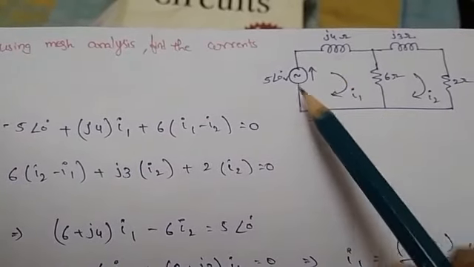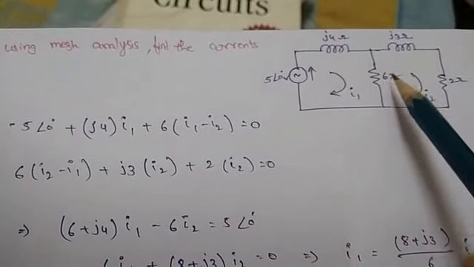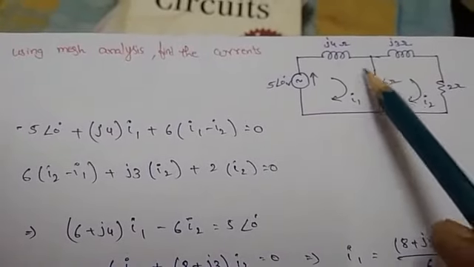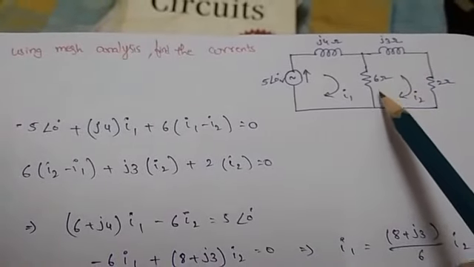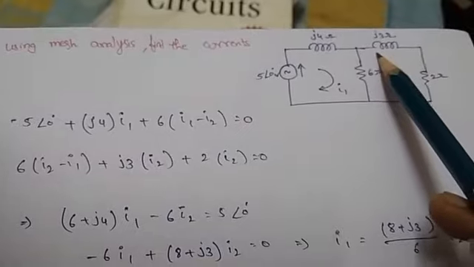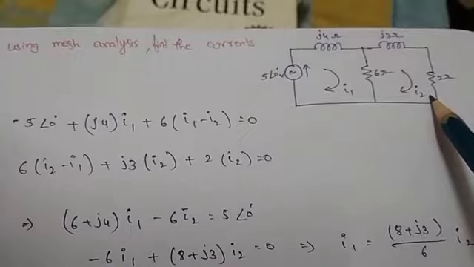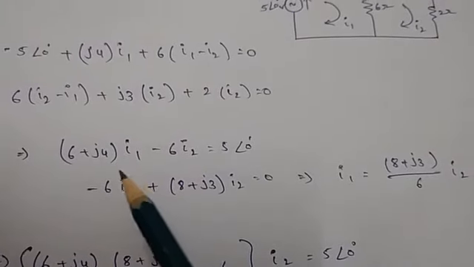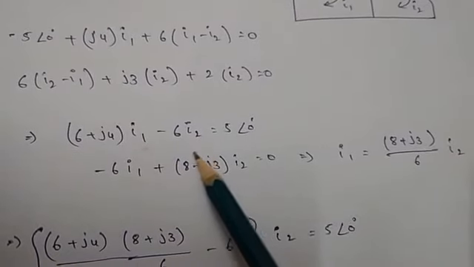So minus 5 angle 0 plus I1 into j4 and 6 into, I am going with the I1 current direction, I1 minus I2. In the second mesh I am not having any source: 6 into I2 minus I1, and j3 multiplied by I2, and 2 into I2. Once I get this, I will separate the real and imaginary terms in terms of the variables I1 and I2.